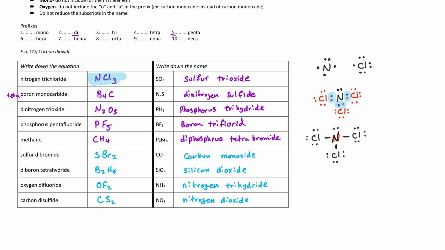And this concludes this video, and I hope that it was helpful in teaching you how to name and write the chemical formulas for ionic compounds and molecules that have covalent bonds.